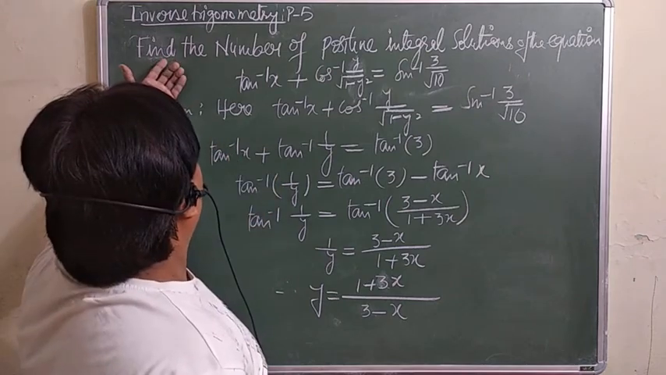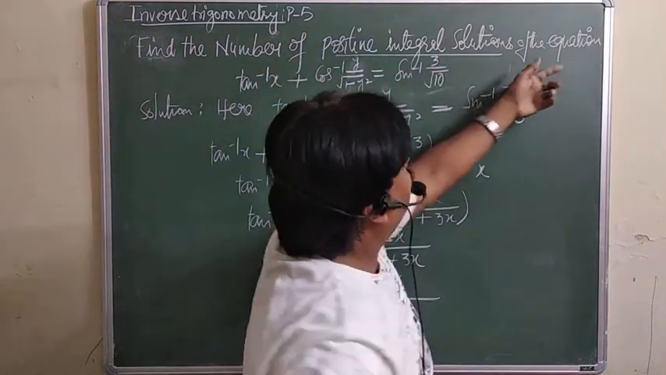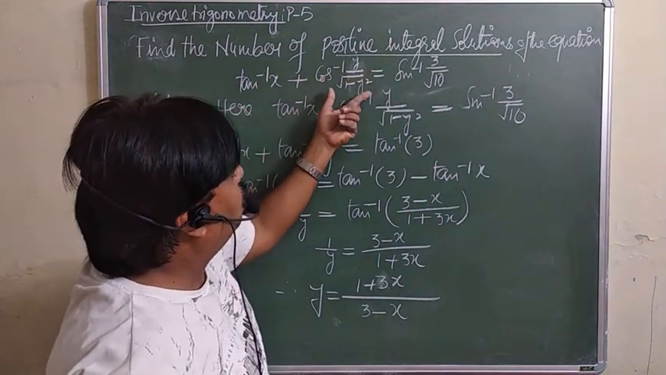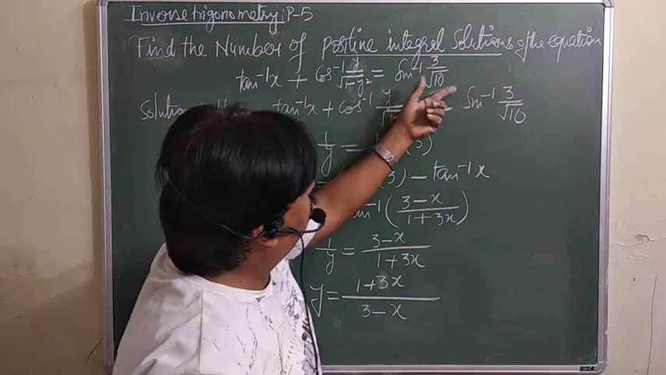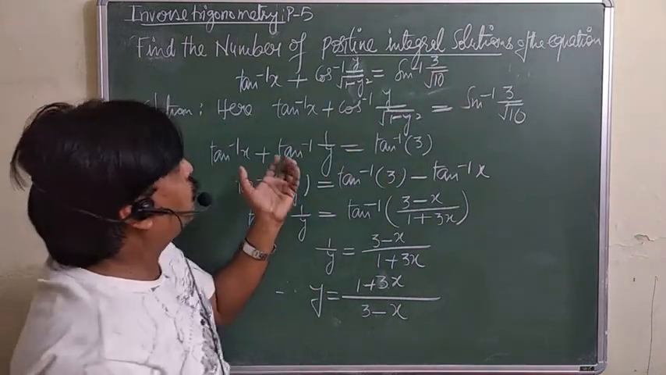So one more question. Find the number of positive integral solutions of the equation tan inverse x plus cos inverse y over under root 1 minus y square is equal to sin inverse 3 over root 10. Already I have written the solution, so you can save your time.